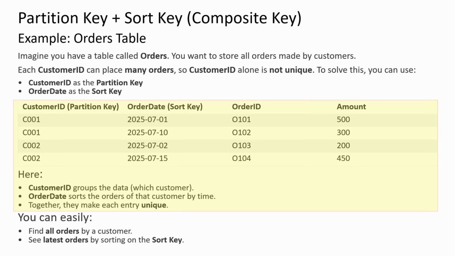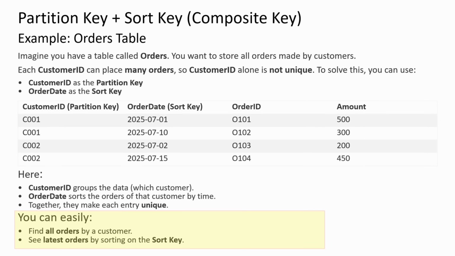Here you can see the orders table and here you can see customer ID, which is a partition key, and order date, which is a sort key. Customer ID groups the data by which customer it belongs to. Order date sorts the orders of that particular customer by time. Together they make each entry unique. With the customer ID and order date combination, only one record will be there. A duplicate record won't be there.